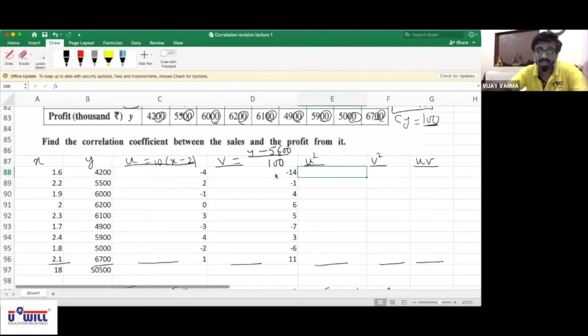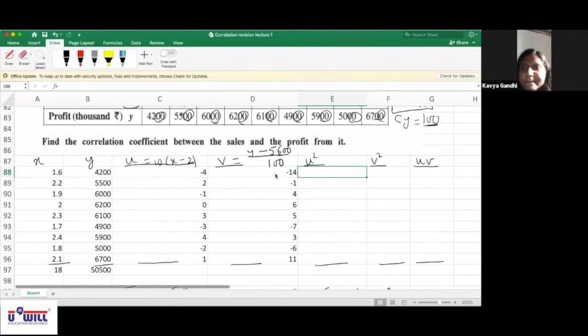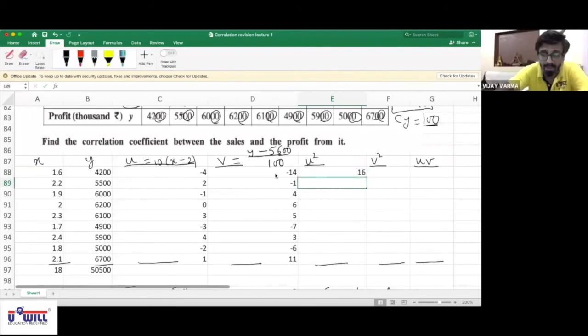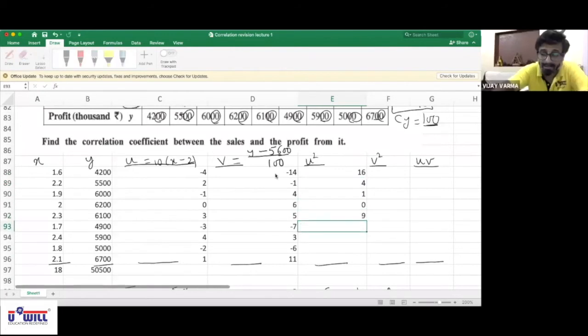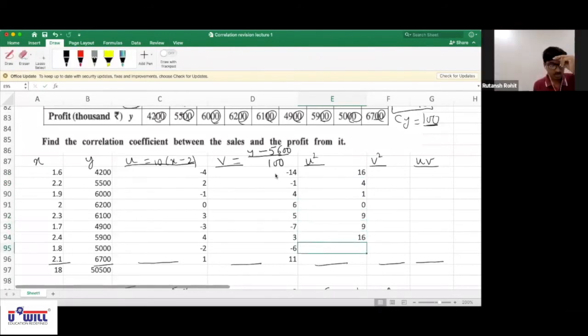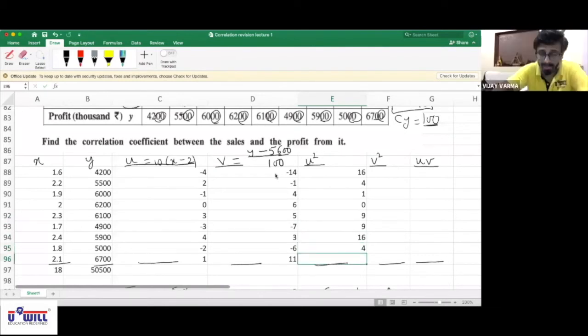Rutansh, tell me the values of U square. Sir, 16, 4, 1, 16, 0. 4 square is 16, then 2 square is 4, then 1 square is 1, then 9, 9, 0 square is 0, 3 square is 9, 3 square is 9, 16. Sorry, 2 square is 4, and 1 square is 1. Very good. Now mute yourself.